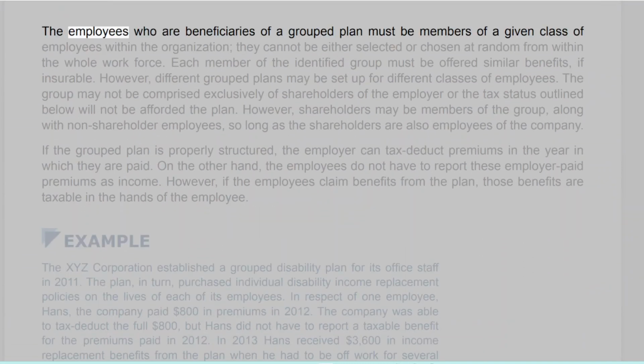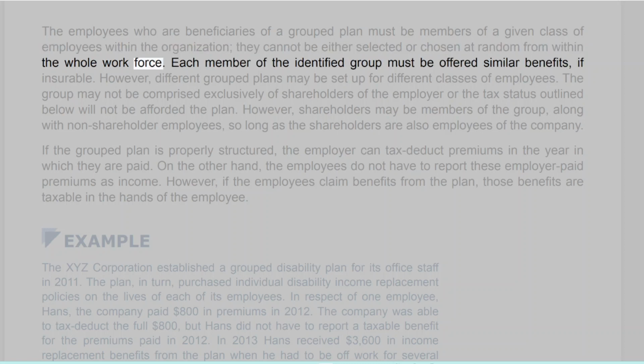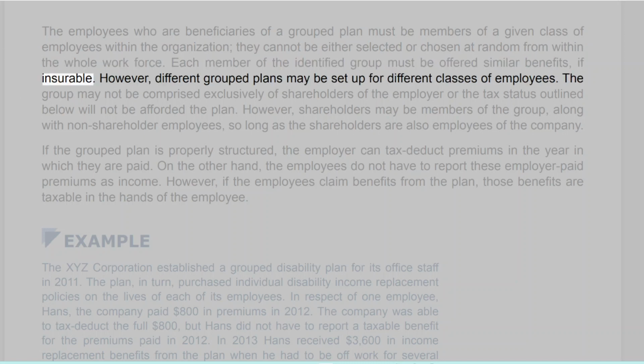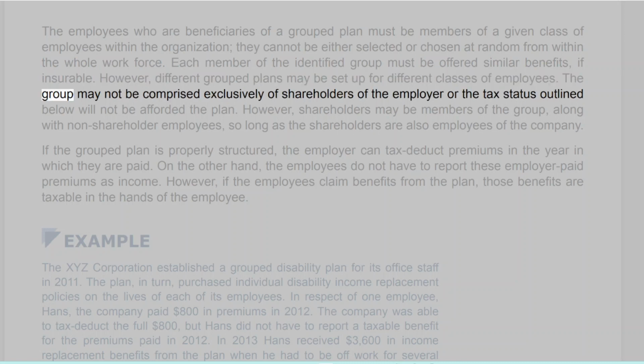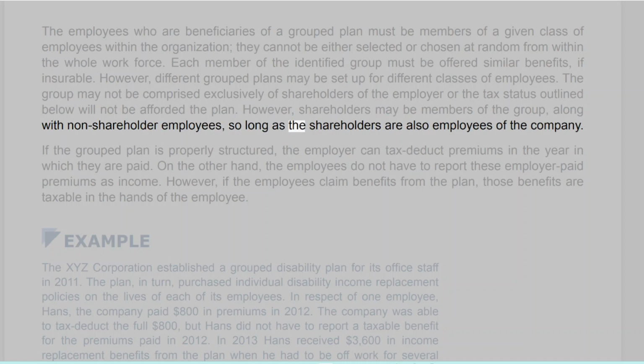The employees who are beneficiaries of a grouped plan must be members of a given class of employees within the organization. They cannot be either selected or chosen at random from within the whole workforce. Each member of the identified group must be offered similar benefits if insurable. However, different grouped plans may be set up for different classes of employees. The group may not be comprised exclusively of shareholders of the employer, or the tax status outlined below will not be afforded the plan. However, shareholders may be members of the group, along with non-shareholder employees, so long as the shareholders are also employees of the company.